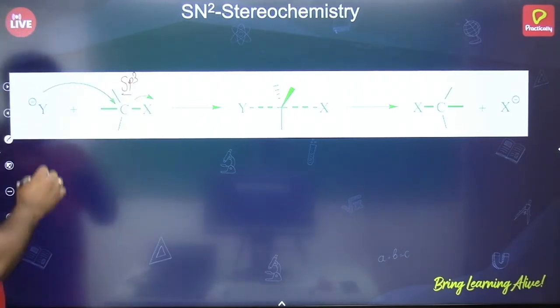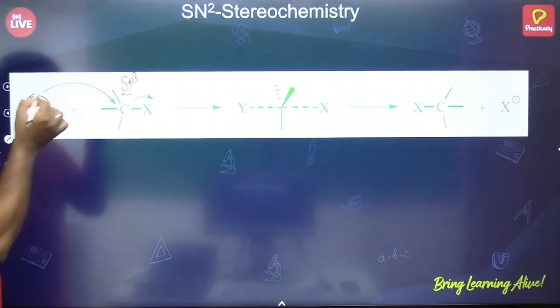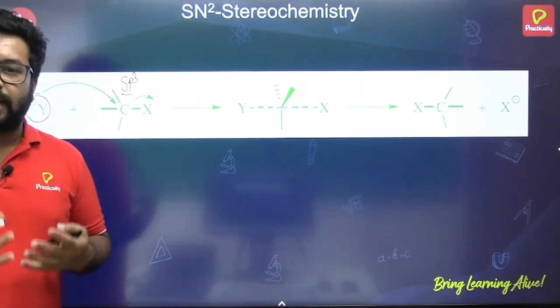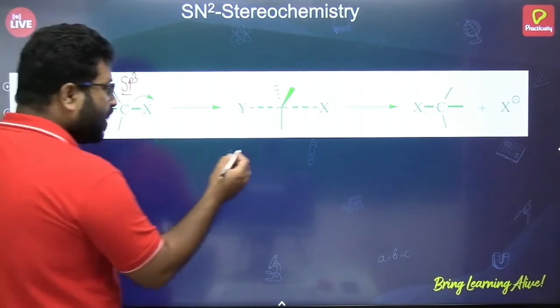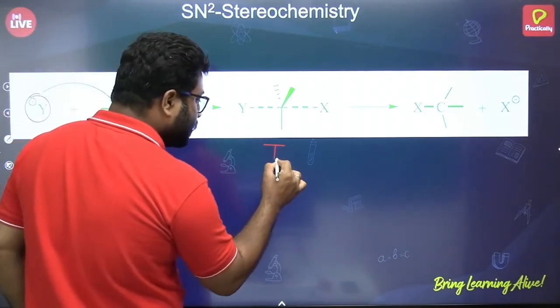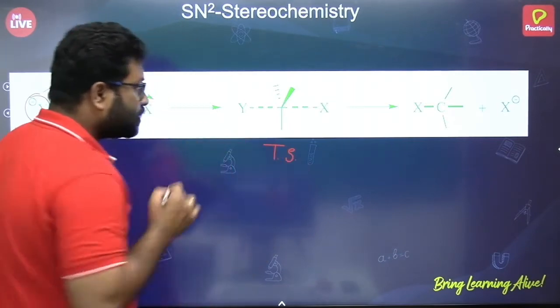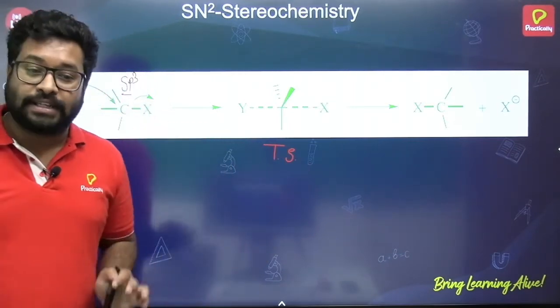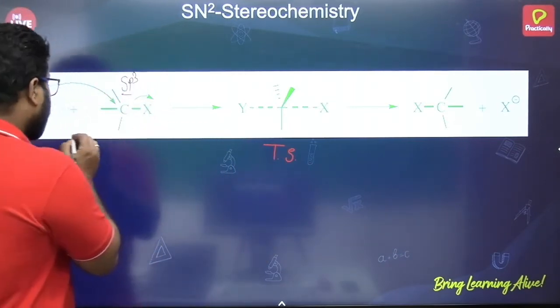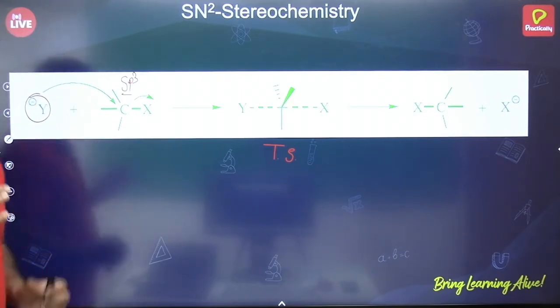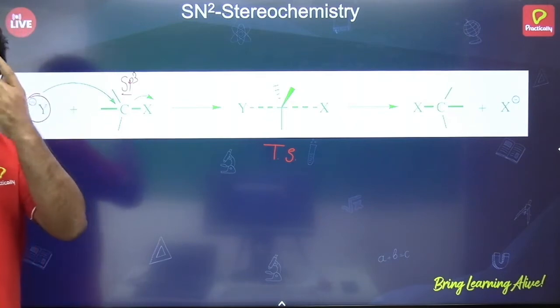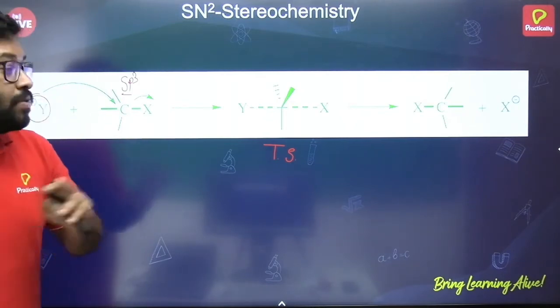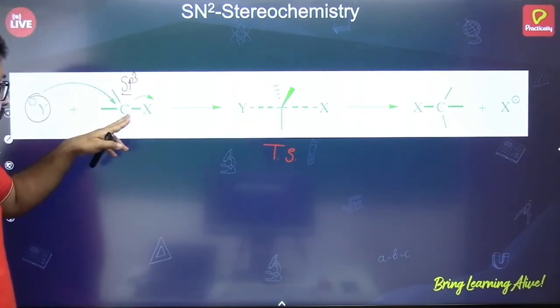As soon as your nucleophile starts attacking your carbon, what is happening is that, see, this is your transition state. Now what has happened in this transition state? See, this Y started depositing electron density into the anti-bonding orbital of the CX bond. See, earlier there was a CX bond.